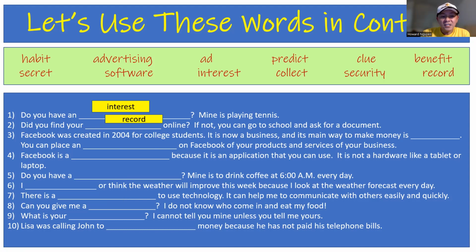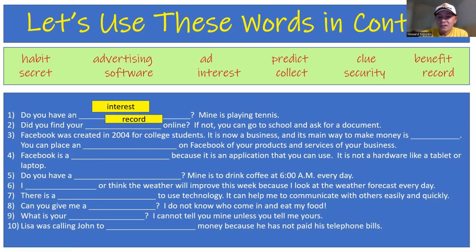Number 3, Facebook was created in 2004 for college students. It was Mark Zuckerberg who came up with this idea about allowing the students to communicate with each other on campus. So he came up with this thing, which is a software. Facebook allowed the students at Harvard to interact with each other. But now it's no longer just college students and everybody is allowed to use Facebook to communicate with each other. But now it's a business.